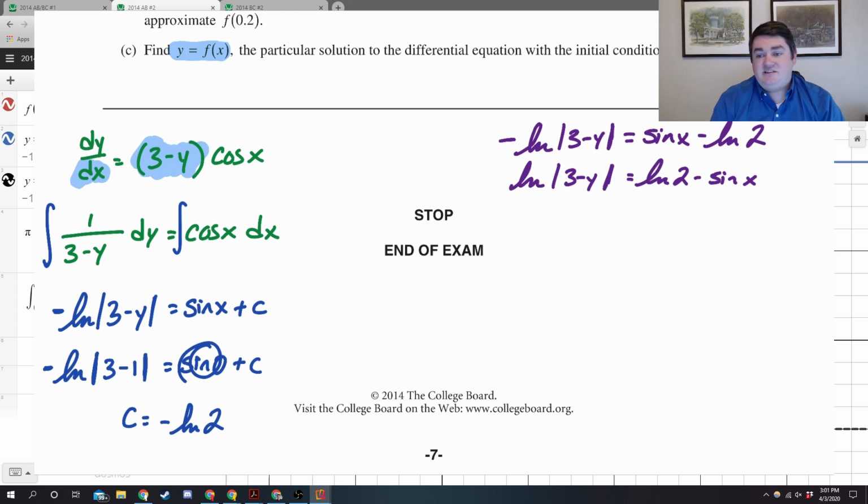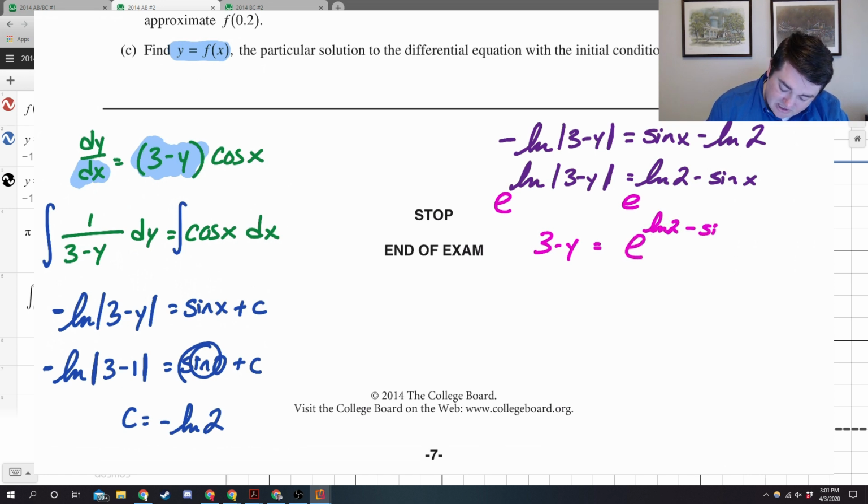So now sine x is negative, natural log 2 is positive. Then, because the entire left-hand side of my equation is a natural log, I can make both sides a power of e to simplify, leaving me with 3 minus y on the left, and e to the natural log of 2 minus sine x on the right. This is something that can be simplified, but I'm going to save that for the end.